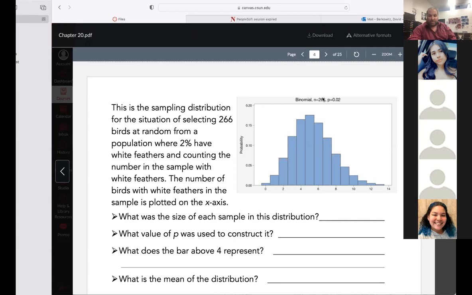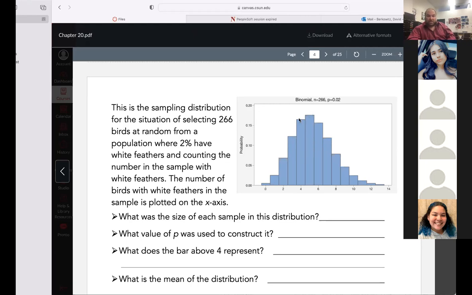Notice that, what is, by the way, 2% of 266? I'm curious. What is 2% of 266? Anyone? What's 1% of 266? 2% is 5.32. Does this look like we're centered at 5.32? Does that seem like a reasonable value? Yes. Okay, so this is 5.32.